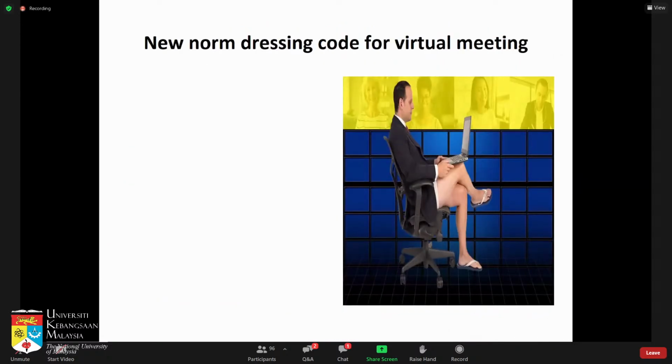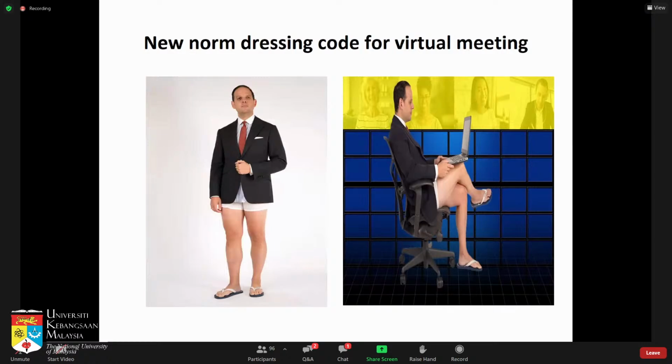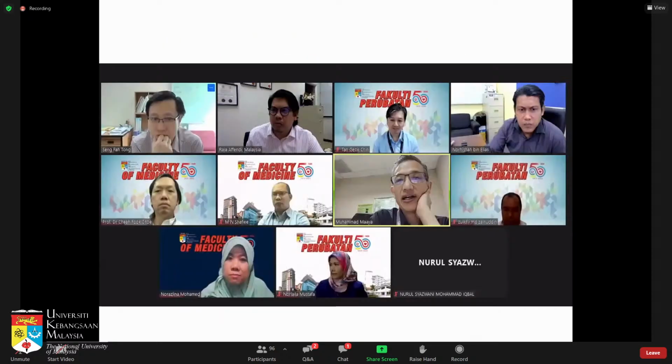Nowadays, the new norm dressing code. I have to admit, I do that sometimes, but of course, we don't take a photo. So you can look very professional on the top, but you have to be very careful when you go to the toilet off your camera because people will see your short pants. It happened to a senior colleague as well. So perhaps this is the new normal dressing for the virtual meeting. If you are sitting down all the time, I do not approve of this. It should be worn nicely. But in reality, this is what is happening all over the world.